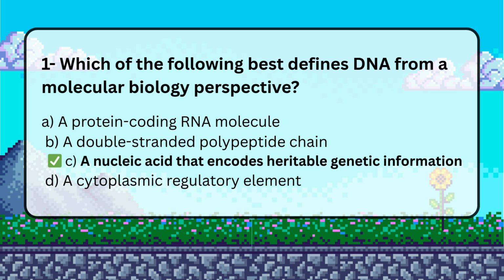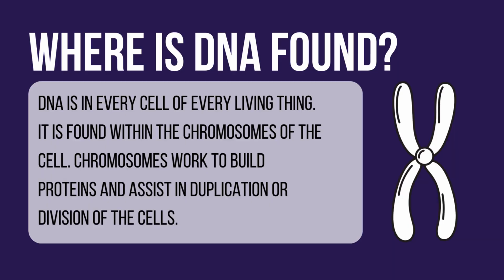So DNA is a type of nucleic acid. Its function is to store genetic information and pass it from one generation to the next. It's not a polypeptide or protein. It's the code that tells the cell how to make proteins. Now, where is DNA found? In eukaryotic organisms, DNA is located inside the nucleus, carefully packaged into chromosomes. In prokaryotes, it's found in the cytoplasm, since prokaryotes lack a defined nucleus.